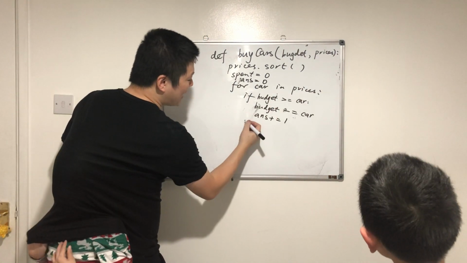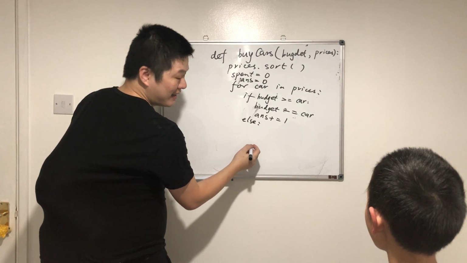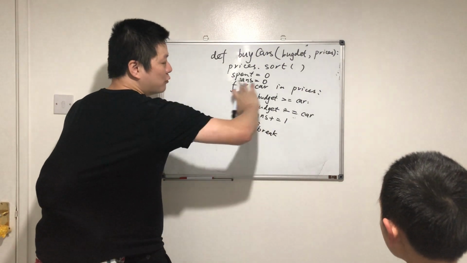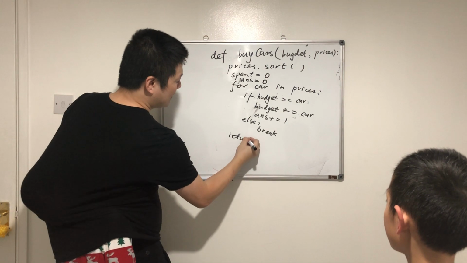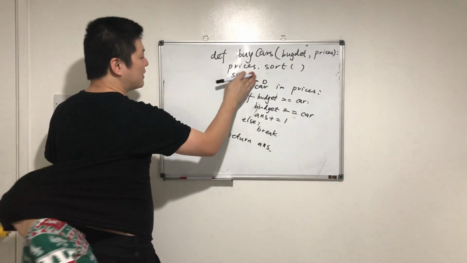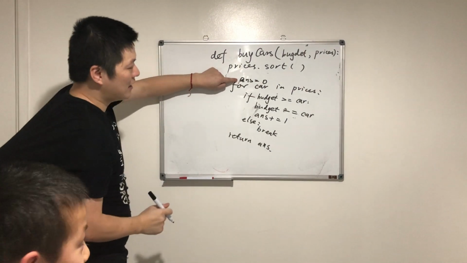If it is smaller than the budget, it means that we can't purchase any more cars, right? Then we just break the loop. So it exits the loop and we return answer. So we don't need this spend. So answer is the number of cars.